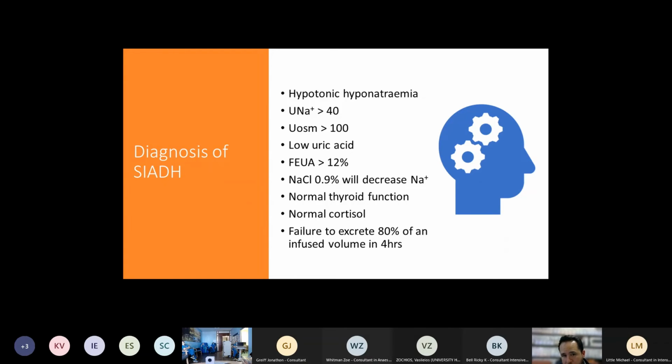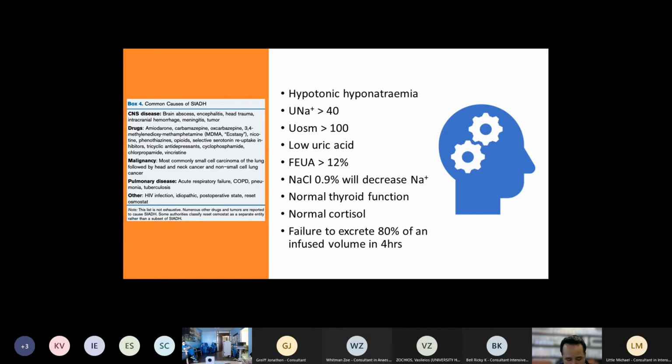SIADH is a hyponatremia that is hypotonic. It usually has a good amount of sodium in the urine. They usually have low urate. We know that if we give these patients sodium chloride, their sodium will decrease because they will retain just free water. They have normal thyroid and cortisol. And we know that if we give them a good amount of fluid, in 4 hours they are not going to excrete all of it.